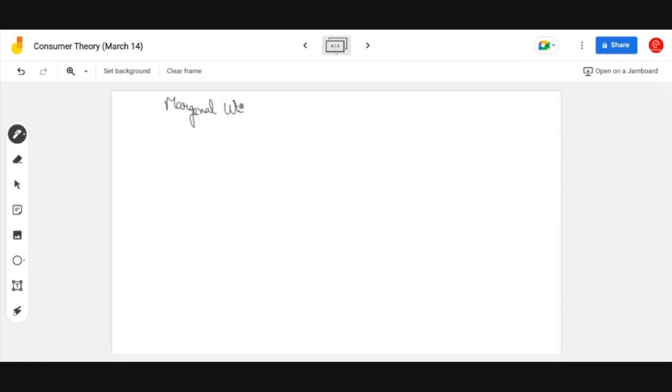Marginal utility. What is marginal utility? Marginal utility is nothing but the change in total utility.